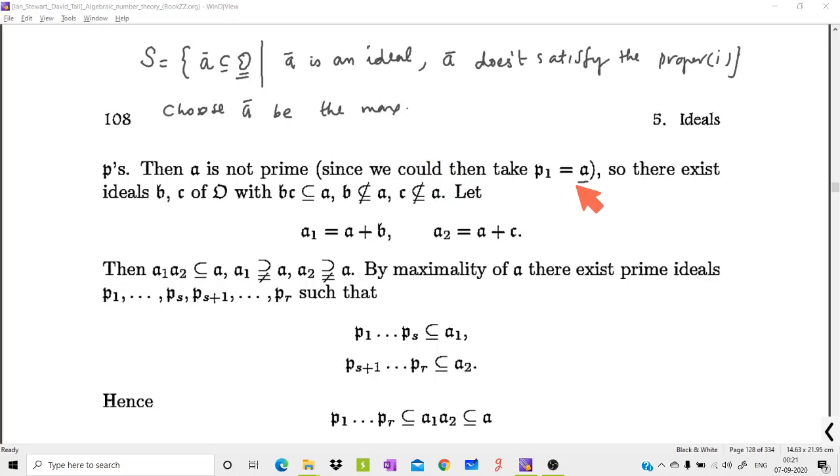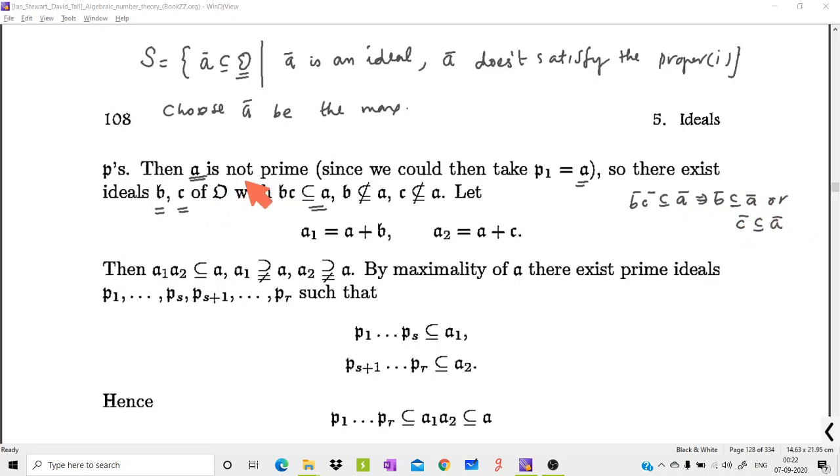If A is a prime ideal, then A can be written as P1, and this P1 is contained in A, so result 1 would be true. So we can assume that if A is an element of S, then A is not a prime ideal. If A is not a prime ideal, you can find B and C such that BC is contained in A, B is not a subset of A and C is not a subset of A. The definition of a prime ideal is that BC contained in A implies B is contained in A or C is contained in A.